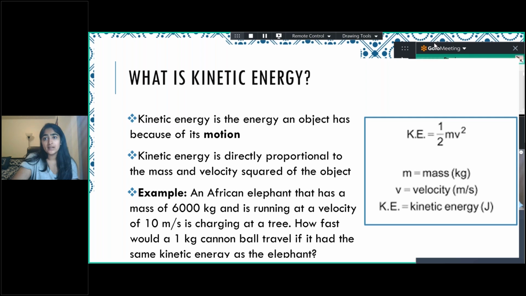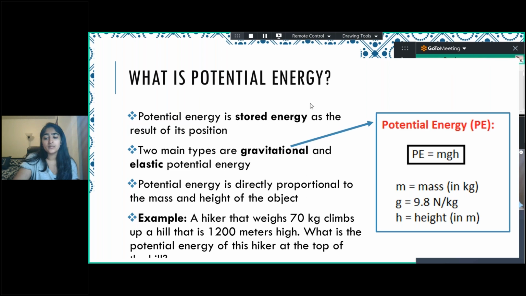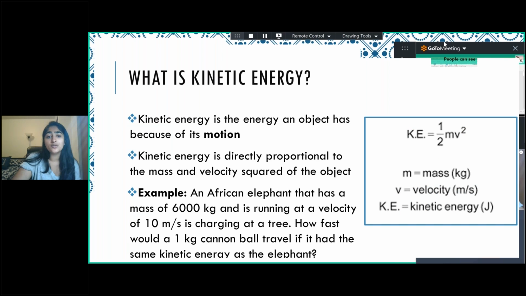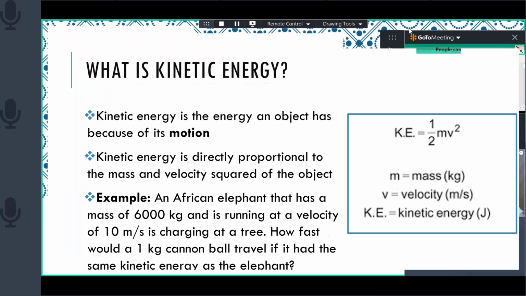I'm going to switch into my notebook. I'm actually going to turn off my camera because I have to turn my laptop around to write on it. And I'm going to switch the notebook to work this out with you guys.